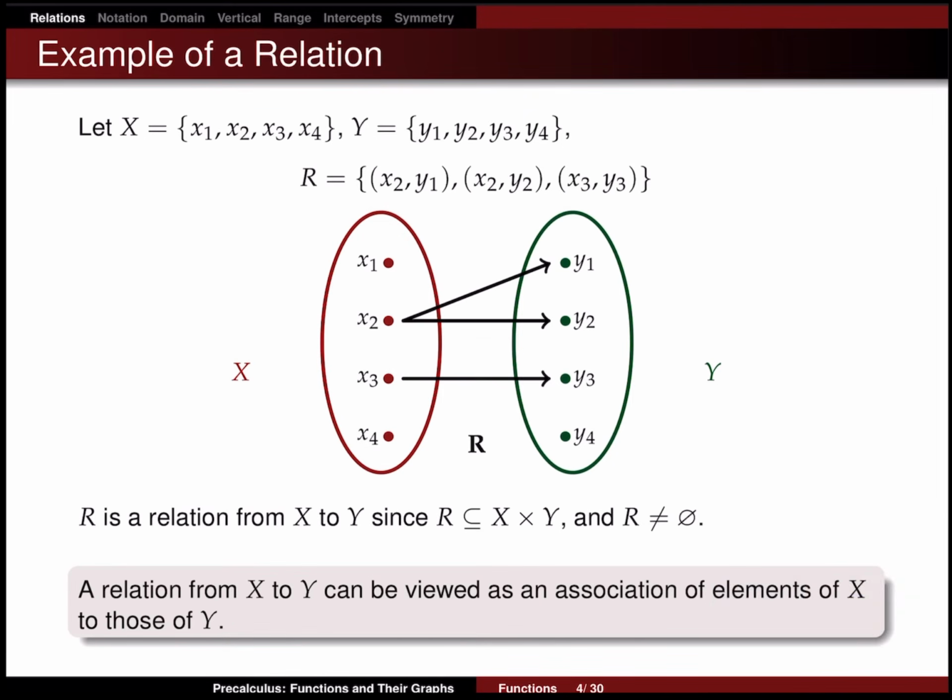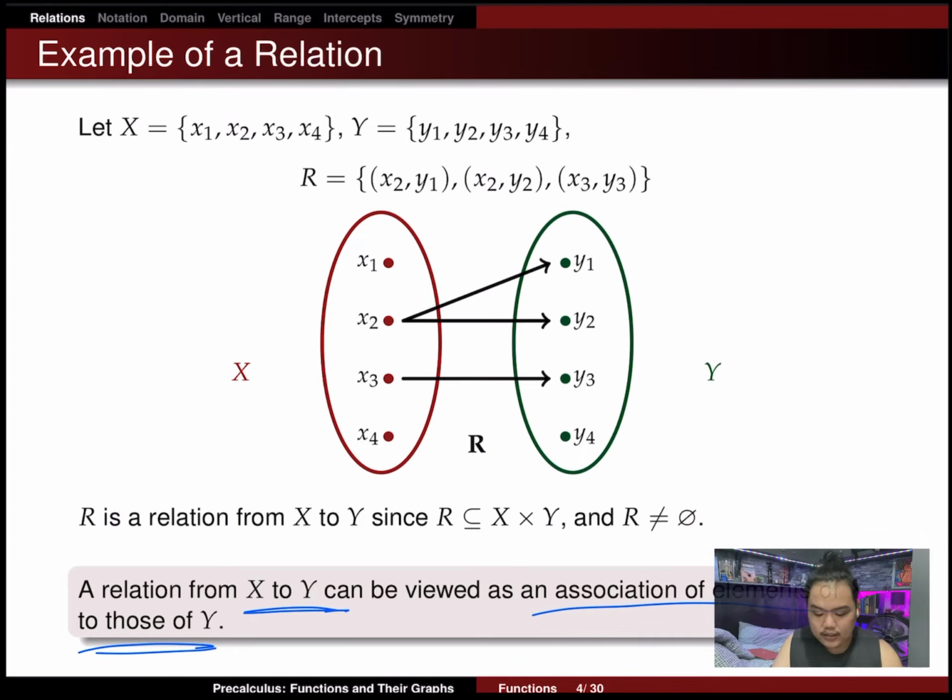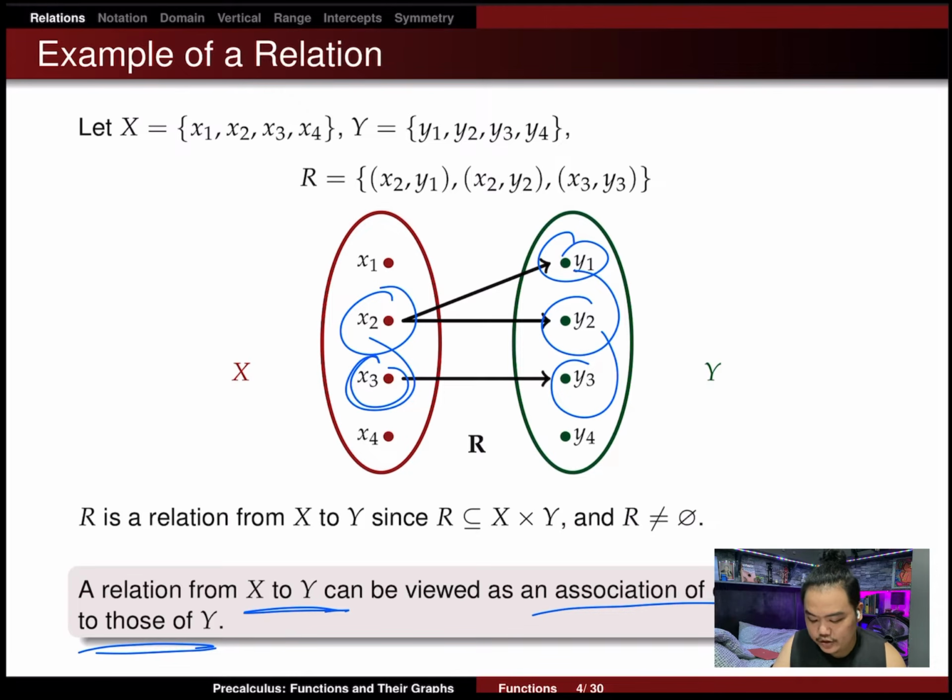Okay? And you can think of a relation from x to y as an association of elements of x to those in y. So for example, you can think of x2 as something that is mapped to y1 and y2, x3 mapped to y3, etc. So that's what we mean by association of elements of x to those in y.